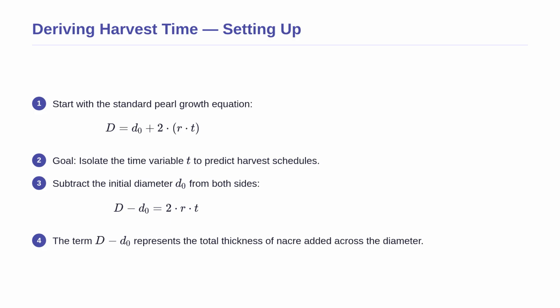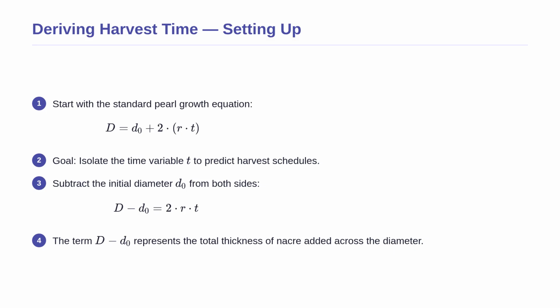So we have successfully used the formula to find the final size. But this brings us to another practical problem. What if a jeweler requests a specific size and the farmer needs to know exactly how long to wait? We need to rearrange our standard growth formula to solve for the time variable, t.